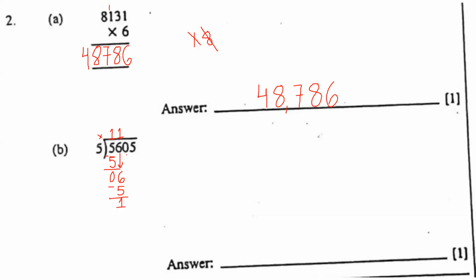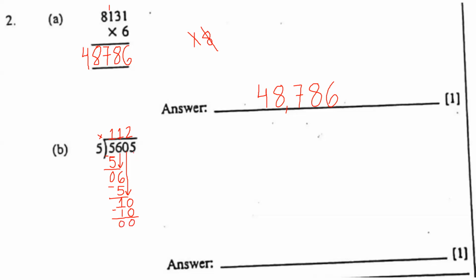And the next thing that we must do, we must bring down the 0. How many times does 5 go into 10? Well, 5 goes into 10 twice because 5 times 2 is definitely 10. So we say 10 minus 10. What is 10 minus 10? 0 minus 0 is 0. 1 minus 1 is 0.